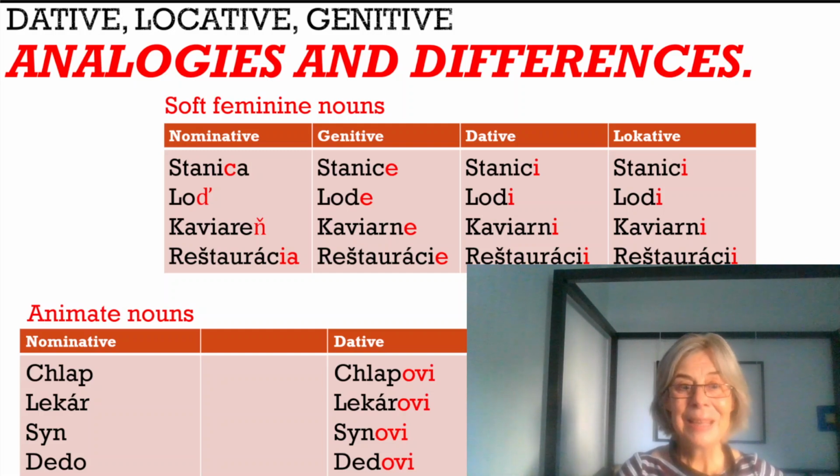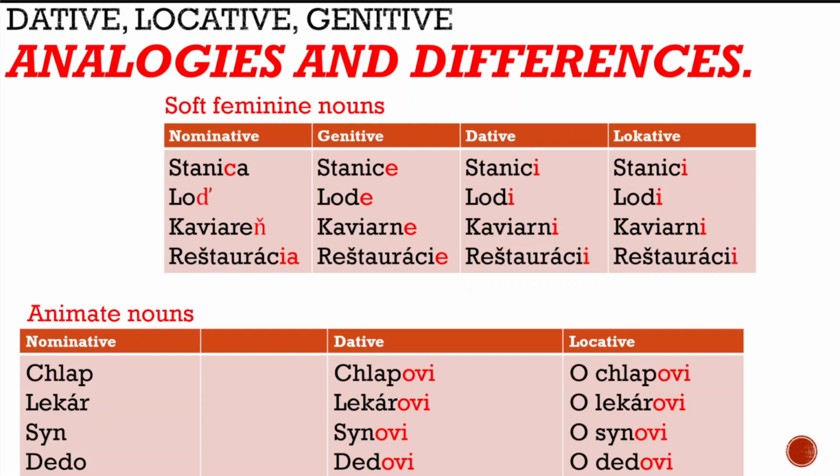And it's very similar with animate nouns. Let's look at them. Chlap. Idem ku chlapovi, idem k lekárovi, idem k synovi, idem k dedovi. Píšem o chlapovi, o lekárovi, o synovi, o dedovi. The ending ovi is characteristic only for dative and local cases. Just remember that. So please keep in mind this similarity between dative and locative cases for soft feminine nouns and animate nouns, and also notice the difference between genitive and other cases, where genitive gets the ending e for soft feminine nouns.